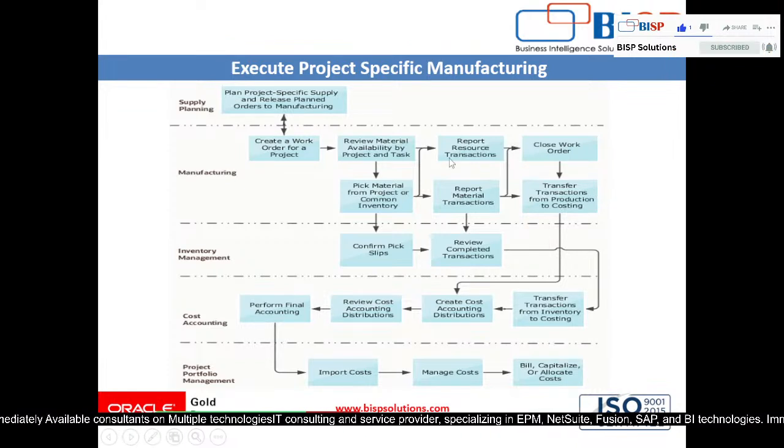Now we can define our resource and report resource transaction, material transaction, all the things. Now we can pick material for the work order based on the project and task. We can execute the move request and review the completed transaction with the project and the task in inventory management. And we have the interface, the material transaction with the project and task reference to the inventory.